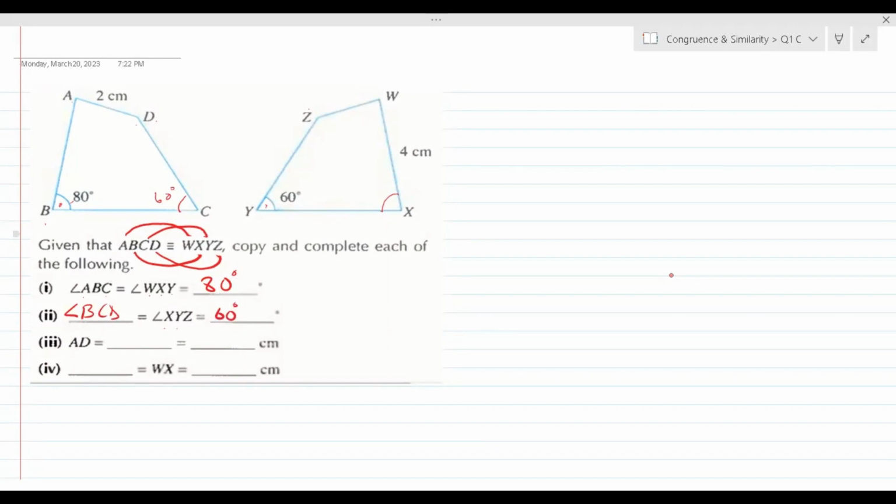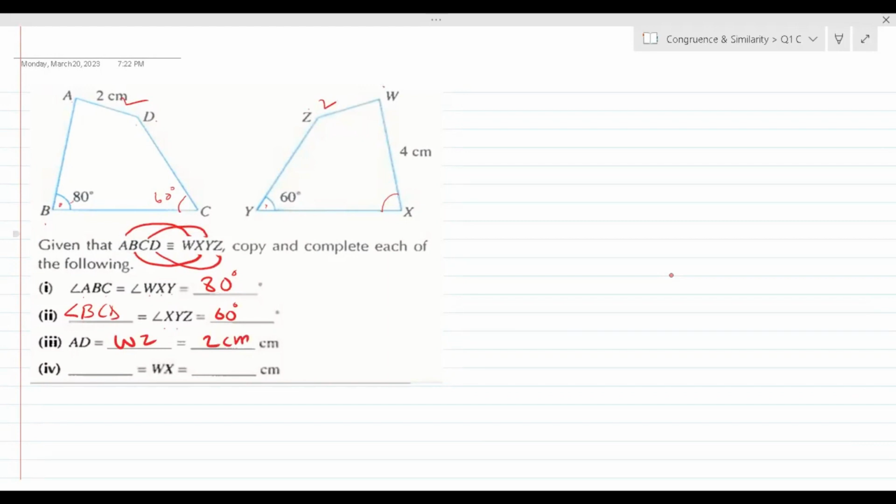फिर वो बोल रहा है साइड AD. So A and D. We already know कि point A point W है and point D हमारा point Z है. So this means if AD is 2, WZ is the same and it also measures 2 centimeters.